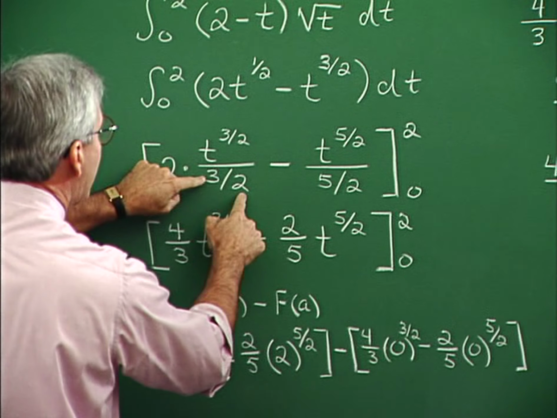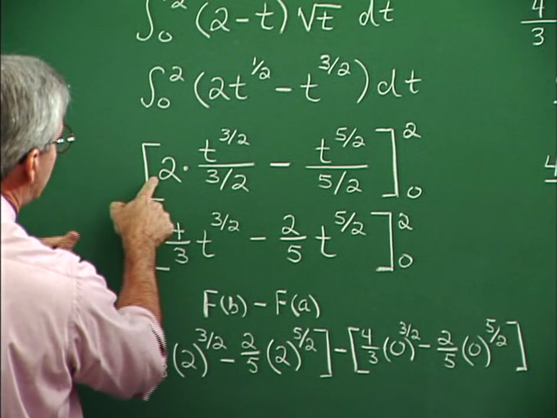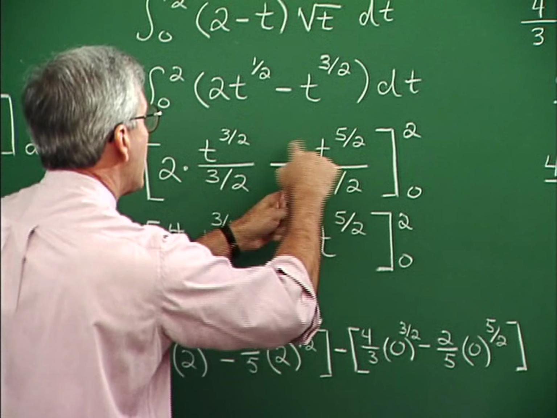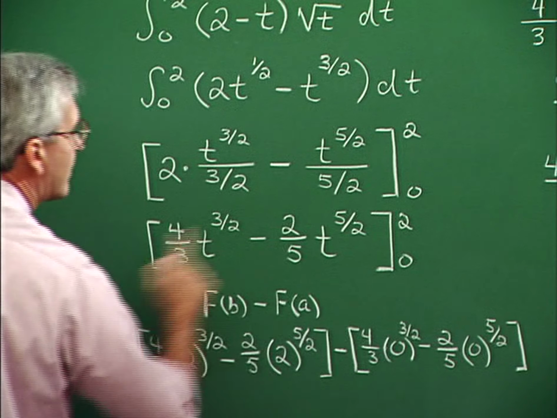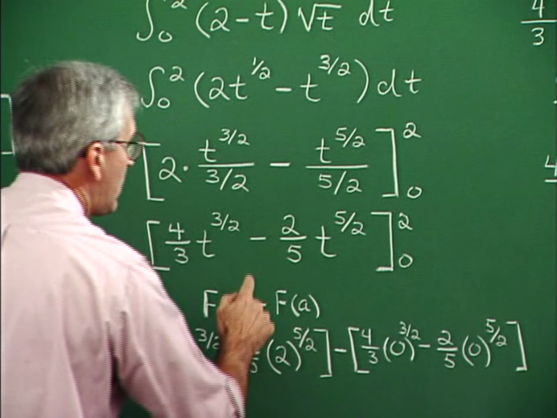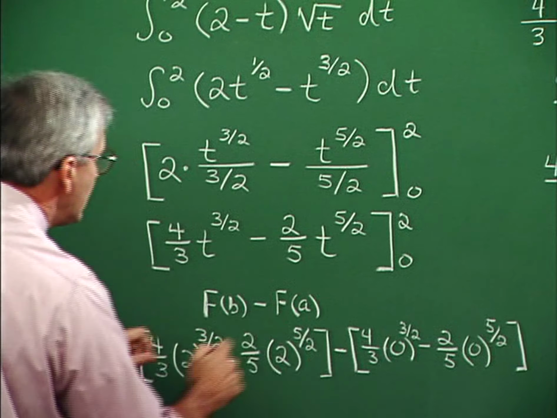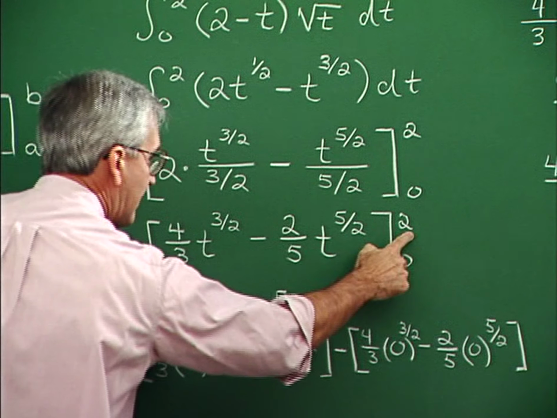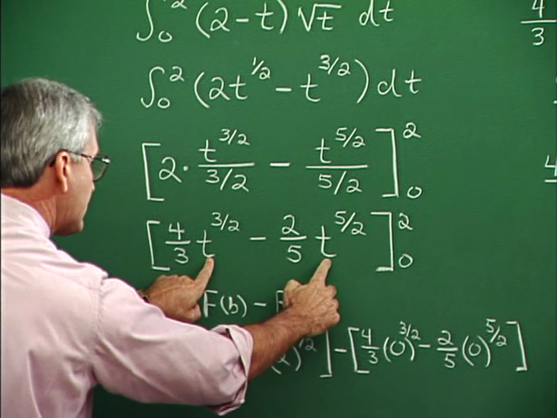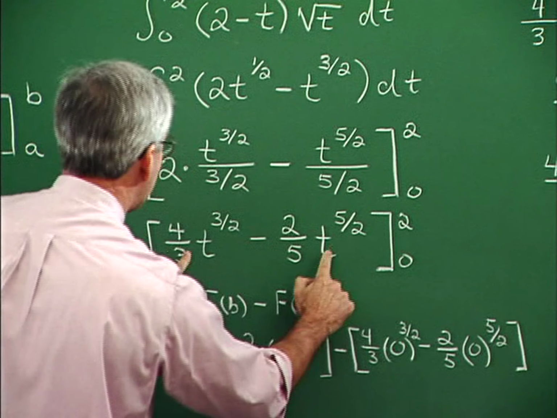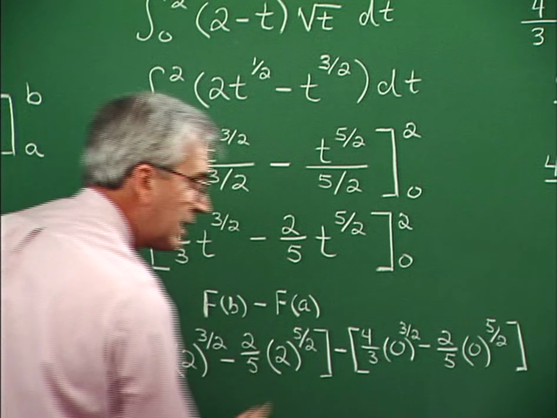The 3/2 in the denominator becomes 2/3. It's 2/3 of 2, that's 4/3 t to the 3/2, and then this becomes flip over, 2/5 t to the 5/2. And now we want big F of B minus big F of A. So F of B means F of 2, so pop a 2 in place of these t's and rewrite, and then put a 0 in place of these t's and rewrite, and we have this.